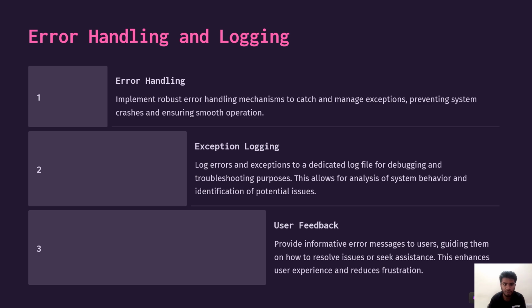Error handling and logging. Error handling implements robust error handling mechanisms to catch and manage exceptions, preventing system crashes and ensuring smooth operation. Exception log. Log errors or exceptions to a dedicated log file for debugging and troubleshooting purposes. This allows for analysis of system behavior and identification of potential issues. User feedback. Provide informative error messages to users, guiding them on how to resolve issues or seek assistance. This enhances user experience and reduces frustration.